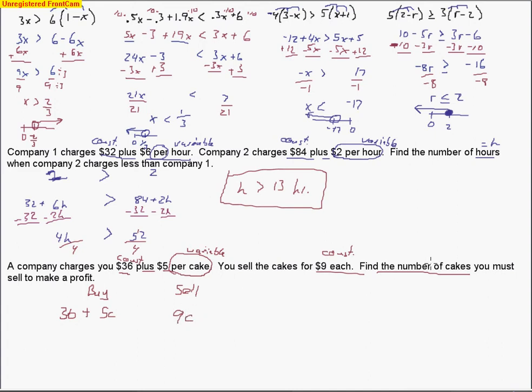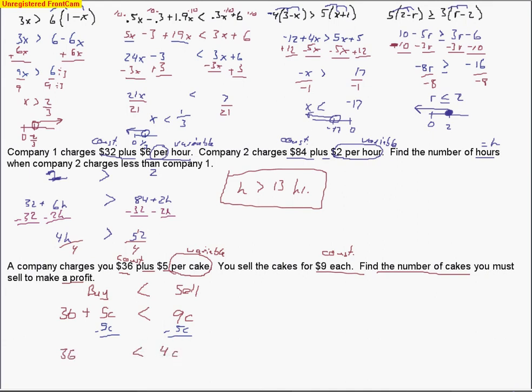So it says find the number of cakes you must sell to make a profit. To make a profit, that means your amount has to be greater than this amount. Not greater than or equal to. Equal to would be breaking even. So you want to sell more. You want this selling to be more than what you're buying it for. So we've got to go ahead and do some opposite operations here. We'll subtract that 5c would be the best way to do it. And when you do that, we're left with 36 is greater than 4c.